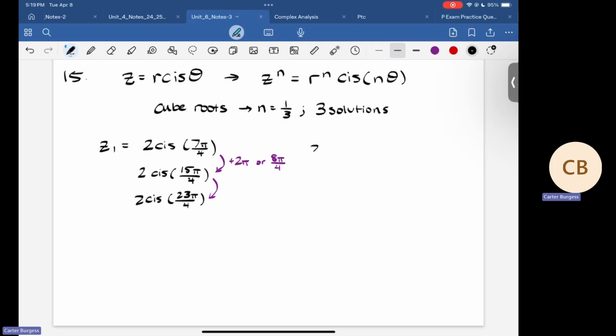De Moivre's states that if I do z to the 1/3, then this is going to be 2 to the 1/3 times CIS of 1/3 times 7 pi over 4, which gives me 7 pi over 12. I'm going to get 2 to the 1/3, CIS of 15 pi over 4 times 1/3, which is going to be 15 pi over 12, and 2 to the 1/3 CIS of 23 pi over 12.